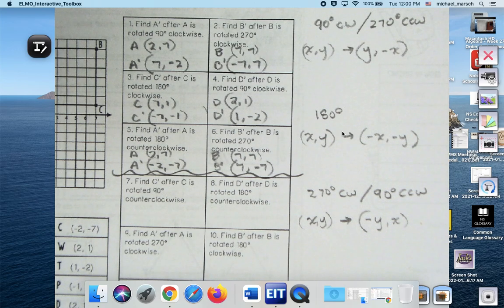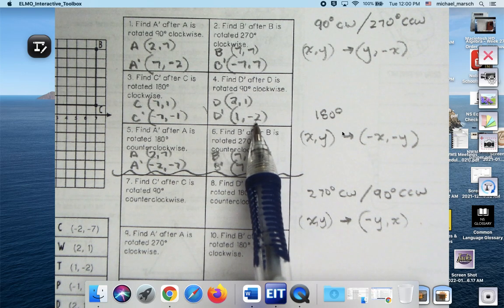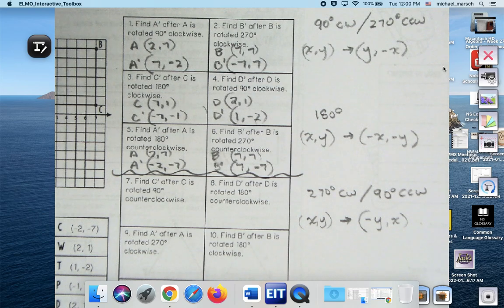How is number 4 negative 2? Because 90 degrees clockwise is you put the y here, and then the opposite of x goes here. Did I not have the right value? No, that's, yeah, 2, 1, 1, negative 2. Okay. Go ahead and turn to the next page.